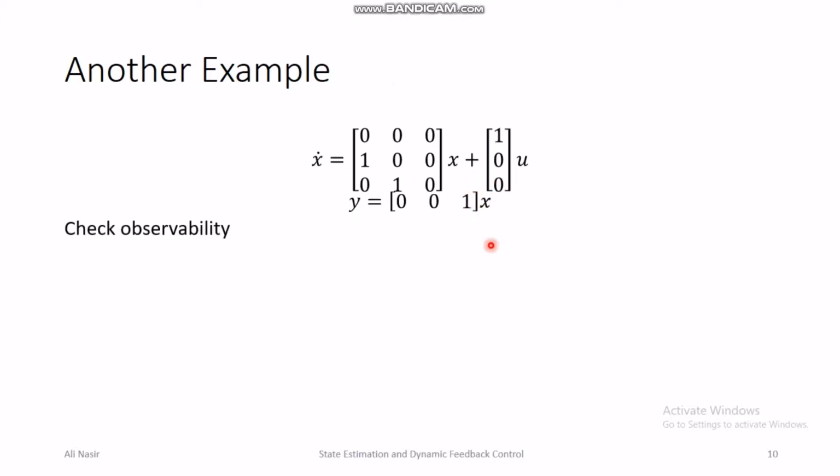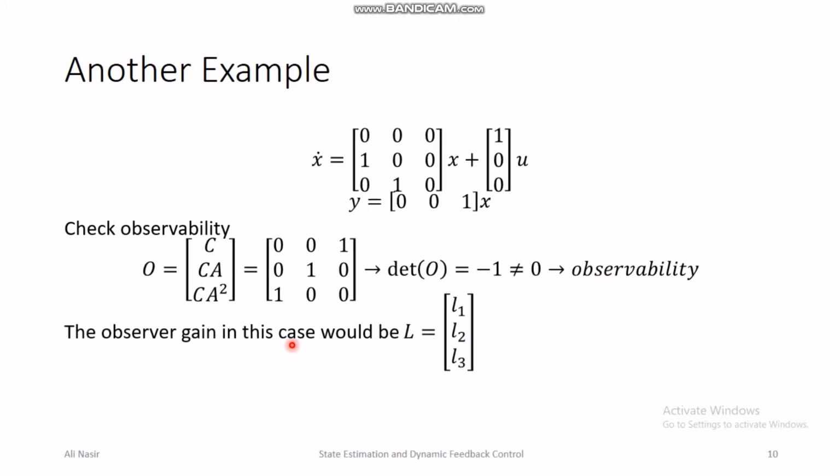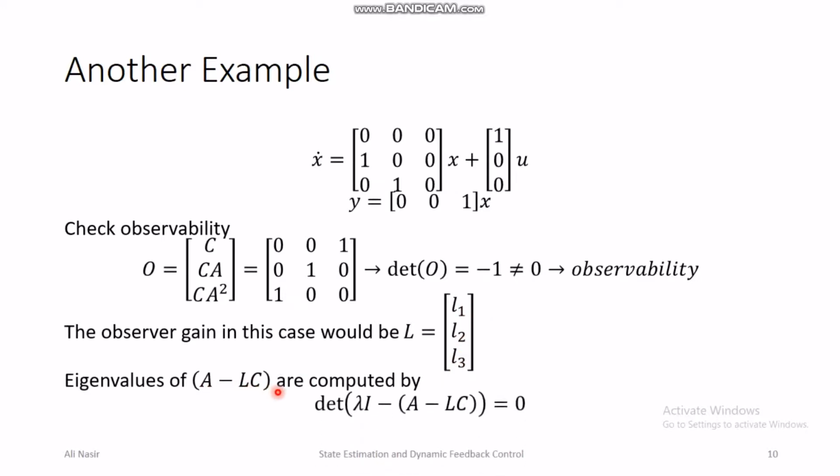So we check the observability matrix. In this case it is C, CA, CA square, and when we calculate the determinant it becomes -1, which is non-zero. So that means the system is observable, and so the observer gain in this case would be of the same size as the transpose of C. C is 1 cross 3, so L will be 3 cross 1, and it will have three elements, L1, L2, L3. Now we have to determine the values of L1, L2, L3 such that A minus LC has the eigenvalues in the desirable location.